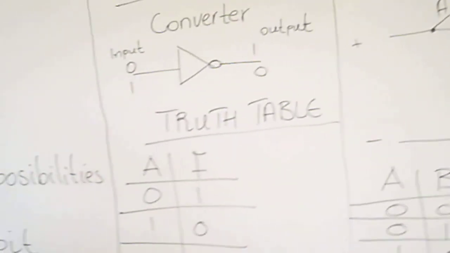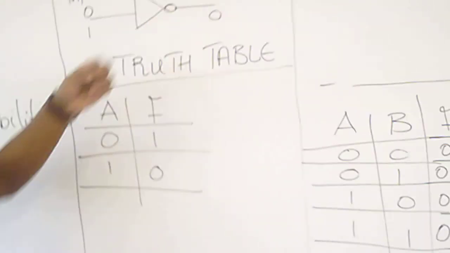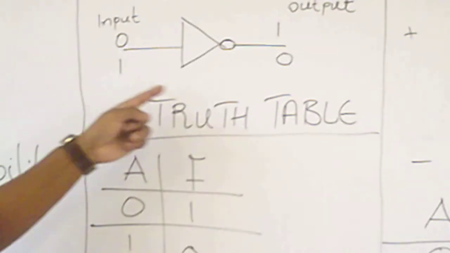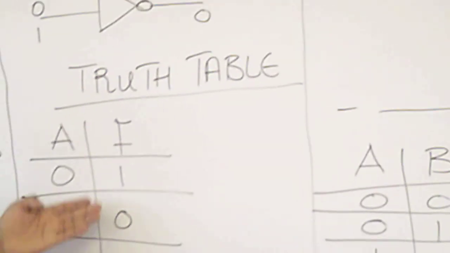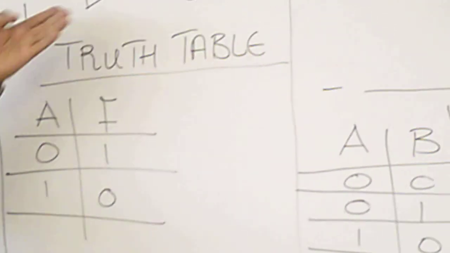The gate, a converter, I put a 0, it gives me a 1. I put in a 1, it gives me a 0. And this is the truth table about this gate.